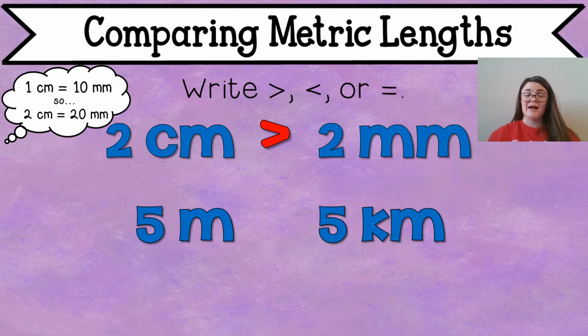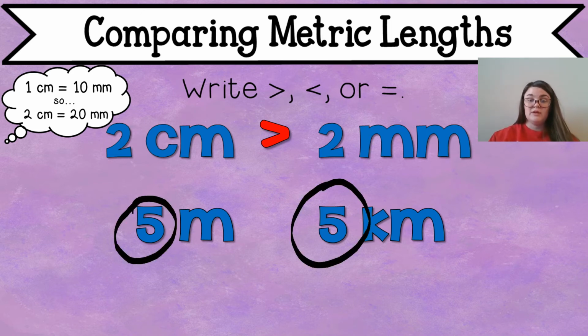Now I look at 5 meters versus 5 kilometers. To solve this problem, the numbers are the same once again. There's a 5 in both problems. So what I really need to do is decide which one of these is worth more, meters or kilometers. If you know which one is bigger, you know which way to write your comparison symbol.